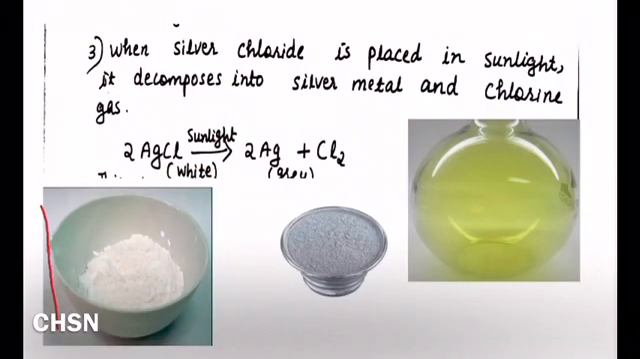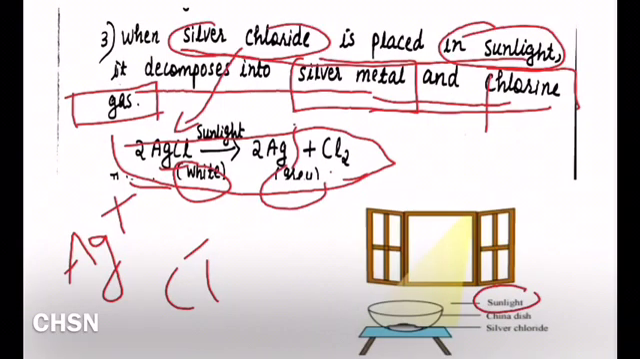So this is silver chloride. We can see that's a white colored powder, white crystalline powder. You have to take the silver chloride powder in a china dish like this and keep this china dish, because we have to expose this white colored silver chloride in sunlight. There should be exposure of sunlight. So due to sunlight, what happens? The decomposition of silver chloride takes place.